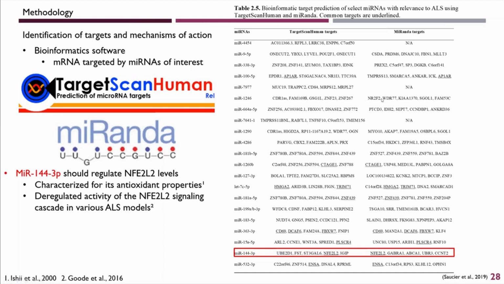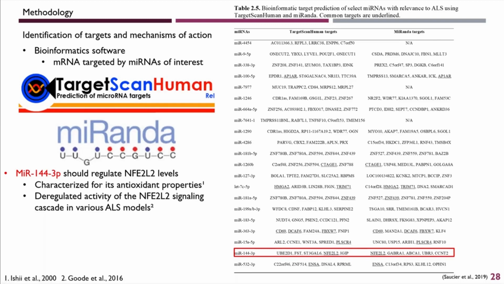What you ideally want to find is a target that's identical between the two methods. If it's the same between the two programs, then it's very, very likely that it's a true match for that messenger RNA. The ones that are matches, we usually underline. So here's just an example with MIR144. We see that, according to both programs, NFE2L2 should indeed be targeted by that microRNA.